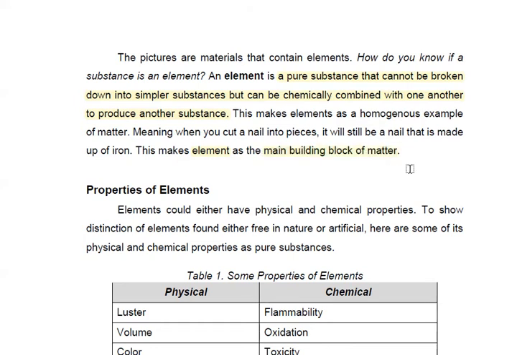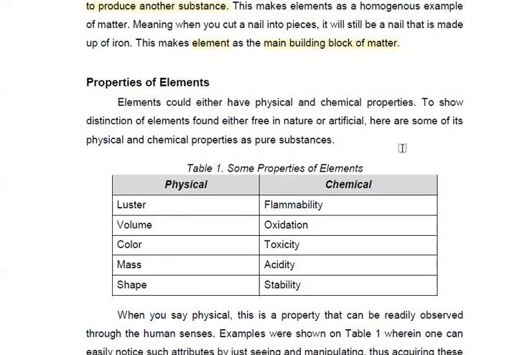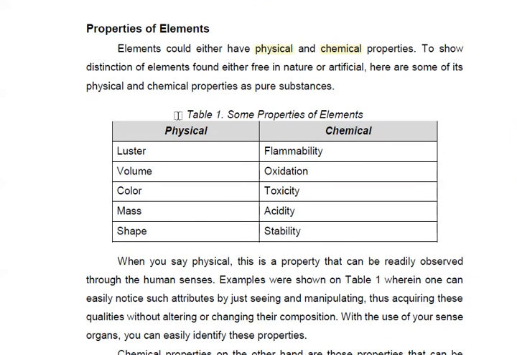Okay, that's nice. So what are the properties of elements? You have to read this. Elements can have physical and chemical properties. So what are the different types of properties? Here are the examples. For physical properties, you have luster, volume, color, mass, and shape. For chemical, you have flammability, oxidation, toxicity, acidity, and stability.